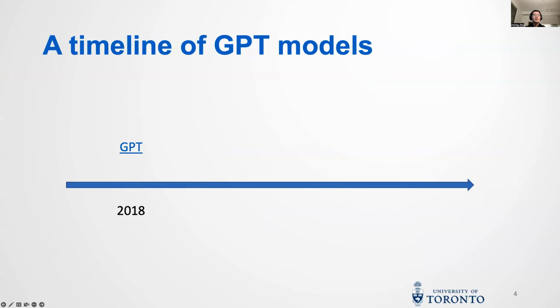Let's first start with the timeline of GPT models. In 2018, they released the initial version called Generative Pre-Training. In 2019, the second version of GPT was released. And at that time, OpenAI really focused on multitask, unsupervised learning. In 2020, the third version of GPT really made the headline and won the Best Paper Award at NeurIPS.